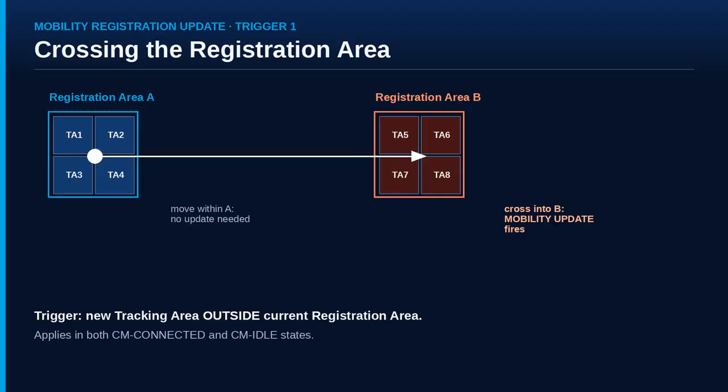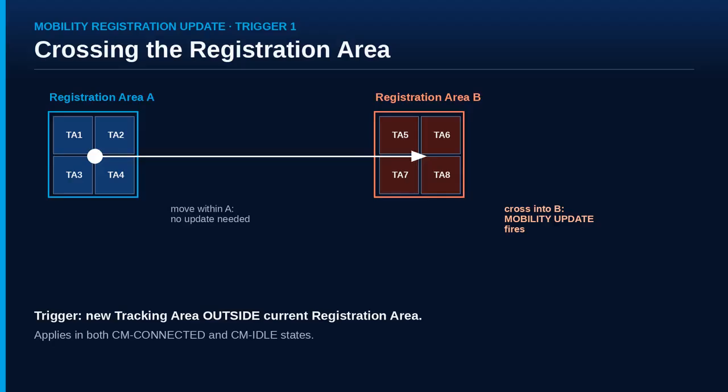Picture someone driving from Los Angeles toward San Diego, crossing from one tracking area to a neighboring one inside the same registration area. No update needed. The network already expects you might roam there. But once you cross the boundary of the entire registration area, your device must check in immediately.